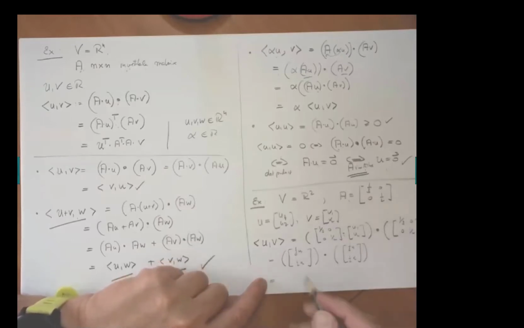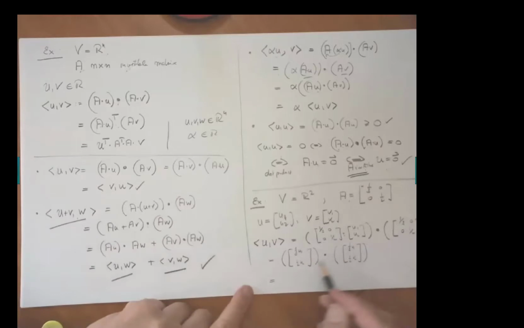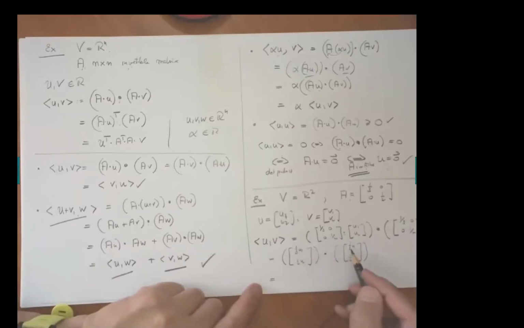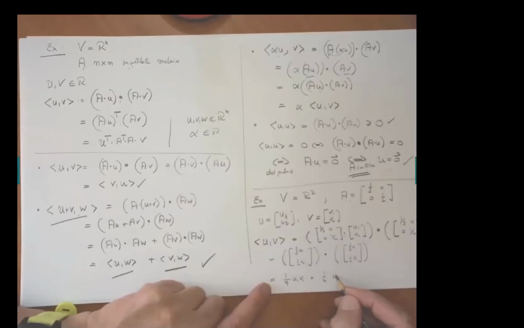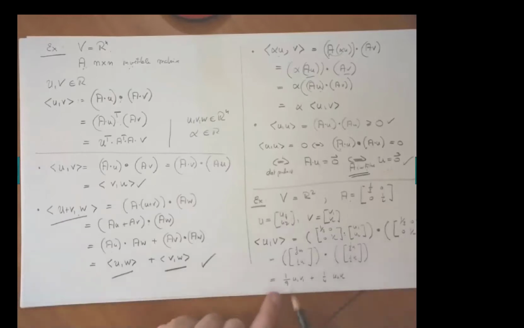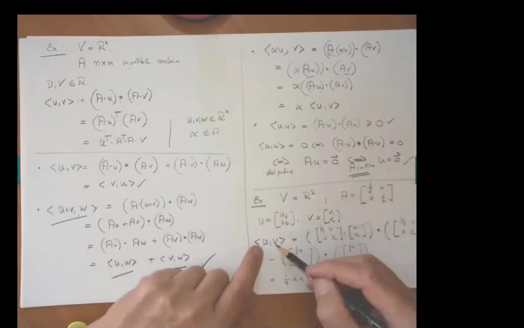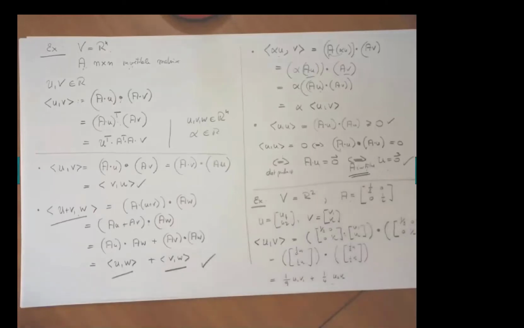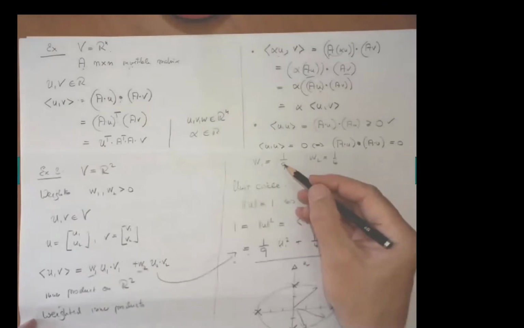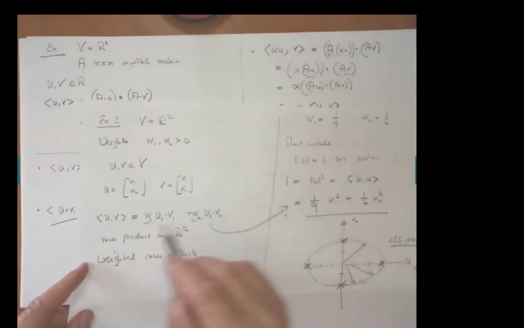And now finally, what is the dot product? You multiply this times this, and this times this, and you add it up. 1/3 times 1/3 is 1/9 u1 v1, plus 1/2 times 1/2 is a quarter u2 v2. So it turns out if you use this matrix, the inner product for the matrix is actually our previously defined weighted inner product. Remember, I put this in the previous slide. Weighted inner product with first weight.